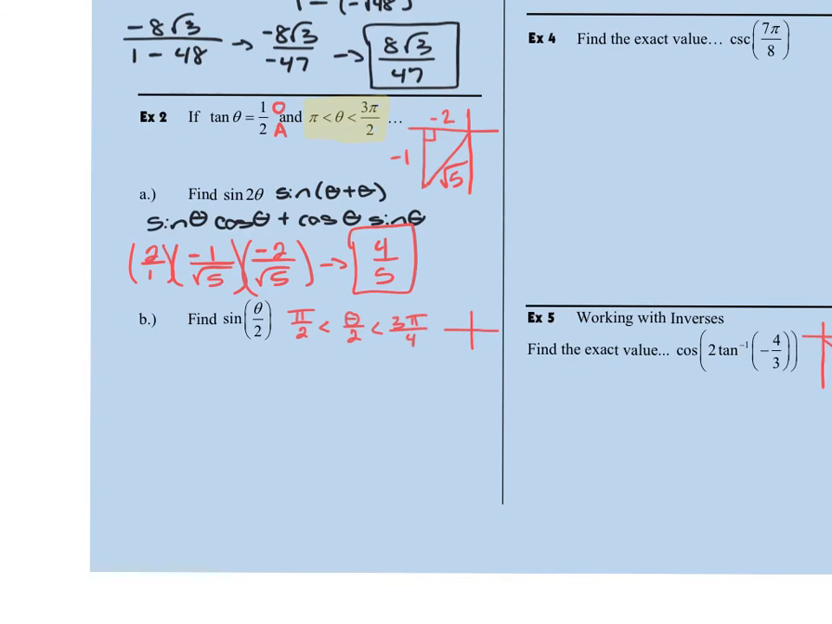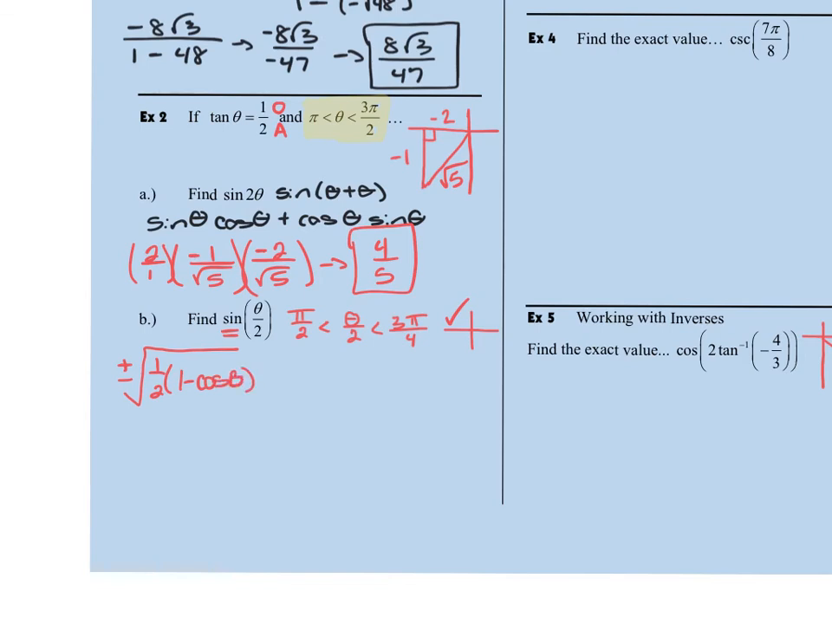What that tells me is that the half angle, this angle I'm trying to find, is between pi over 2 and 3 pi over 4. That means that it's in the second quadrant. Because of that, I know that sine is going to be positive in the second quadrant. So when I have my choice on my formula, and I'm going to write my half angle formula here, I'm going to write the square root of 1/2, 1 minus cosine theta.